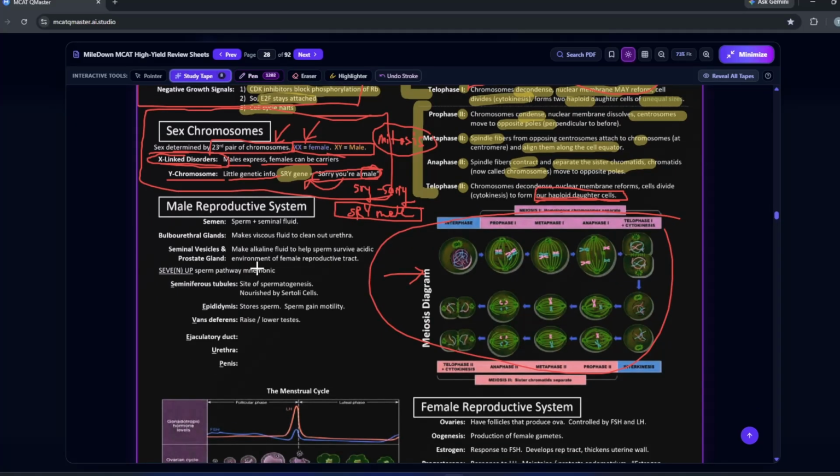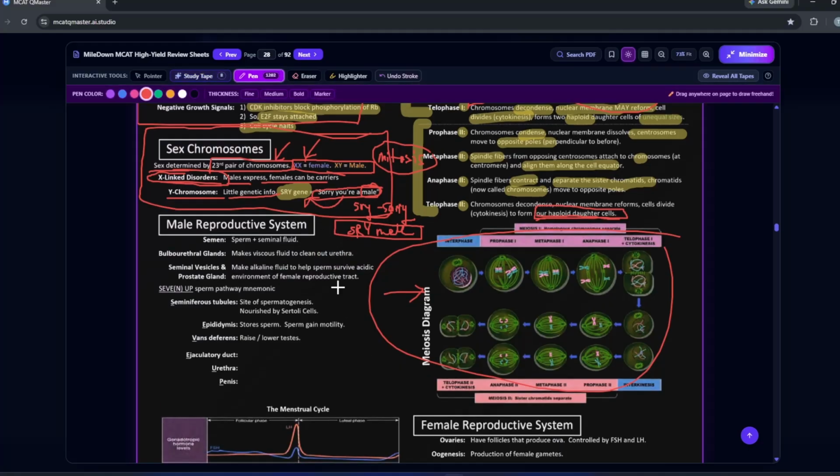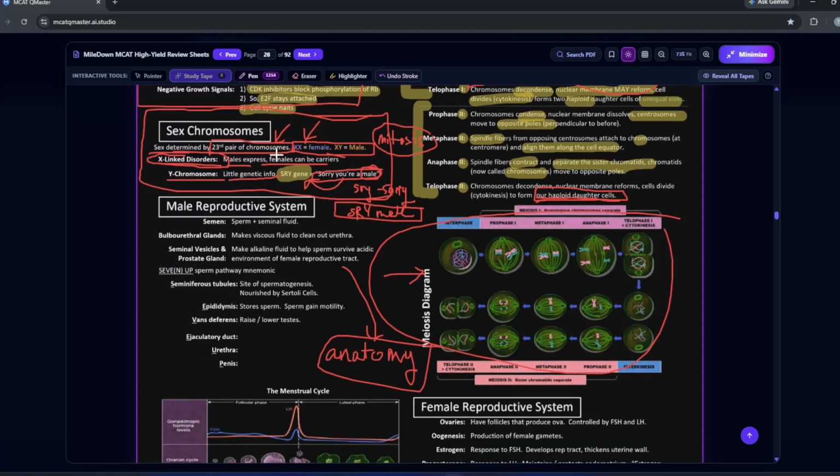This is mostly memory. So semen is made of sperm and seminal fluid. The male bulbourethral glands make viscous fluid to clean out the urethra. I recommend searching these parts in terms of anatomy pictures. I won't show the pictures, but by now you should have seen them before. And if you haven't, you have to go look at the pictures. So you need to know urethra, bulbourethral glands, semen, and what it is made up of.